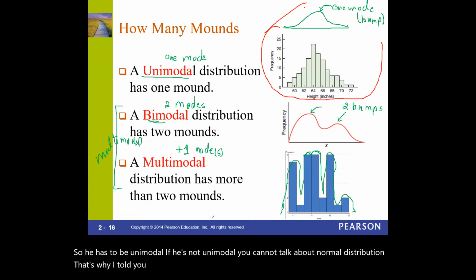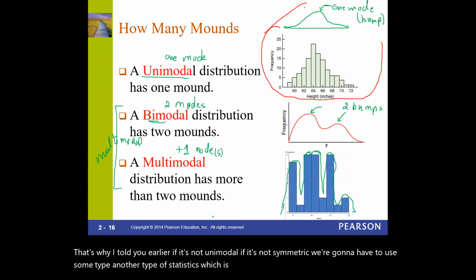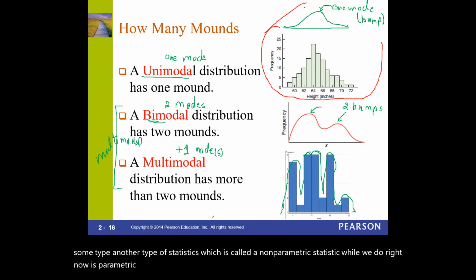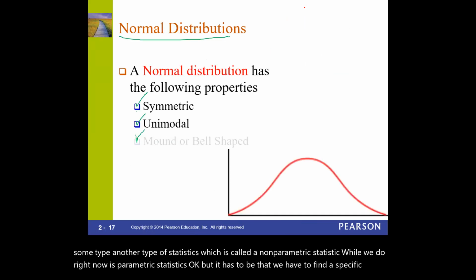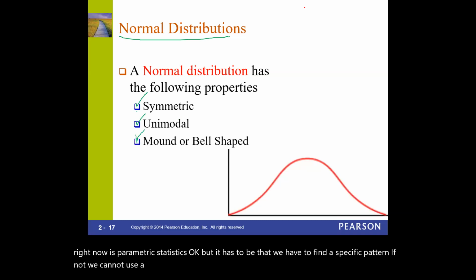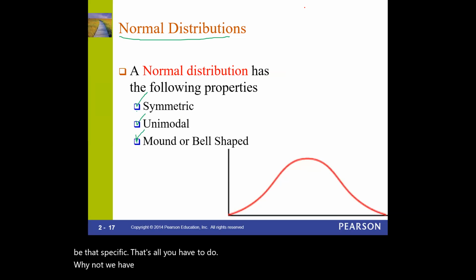If it's not unimodal, if it's not symmetric, we're going to have to use another type of statistics, which is called non-parametric statistics. What we do right now is parametric statistics. But we have to find a specific pattern. If not, we cannot use the laws of statistics based on the parametric one. It has to be that specific. That's all we have to know right now. We have that shape. That's what we need.